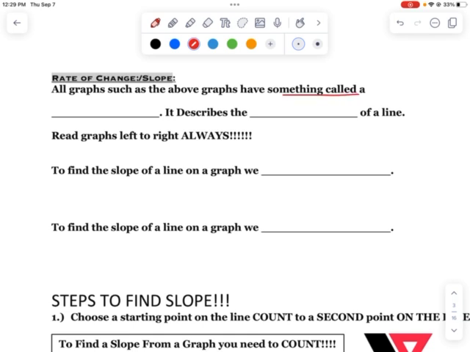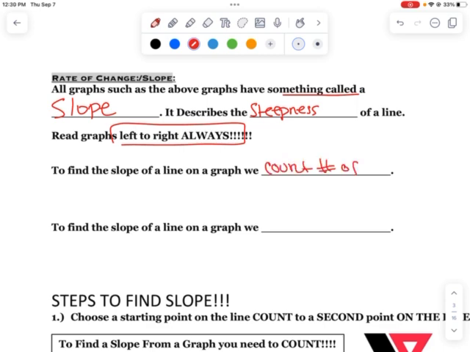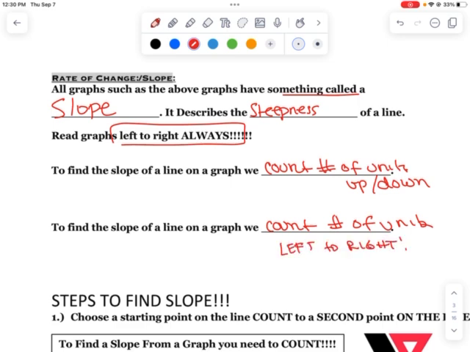All graphs such as above have something called a slope. It describes the steepness of a line. Okay, so we always read graphs left to right. To find the slope of a line, we count the number of units up or down, and then we also count the number of units left to right. Important, left to right.